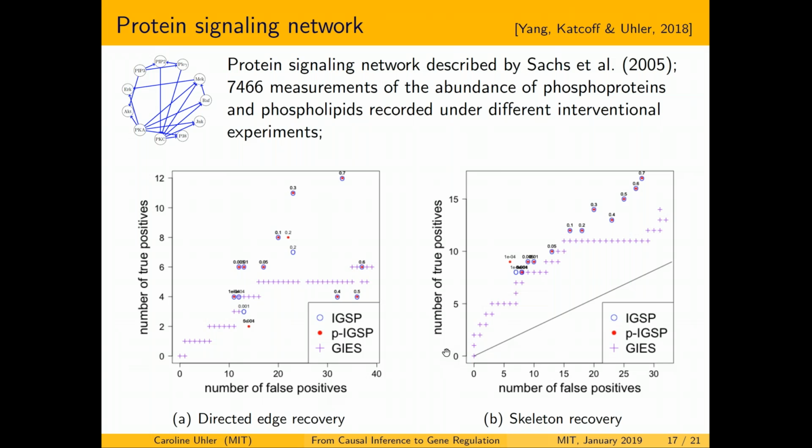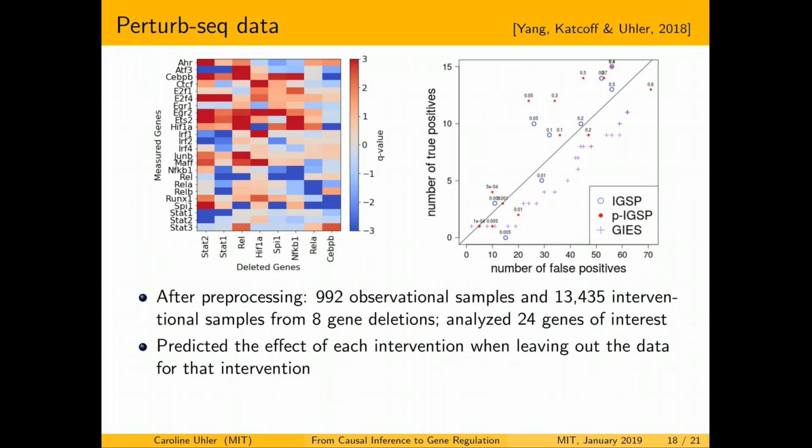So this seems to work pretty well, but I also want to leave you with how much more work is actually necessary. So this is newer data, single-cell RNA-seq data. The data is available for all 20,000 genes, but in this particular paper, they just analyzed 24 genes, so we went with that. The ground truth is not known, so we always leave out one intervention and try to predict it based on the other interventions. So again, this is just a proxy for the ground truth.